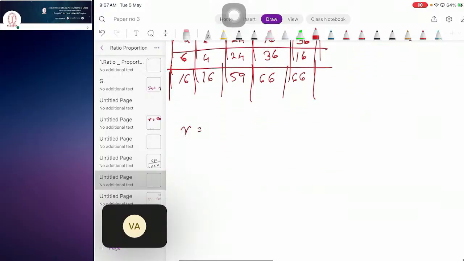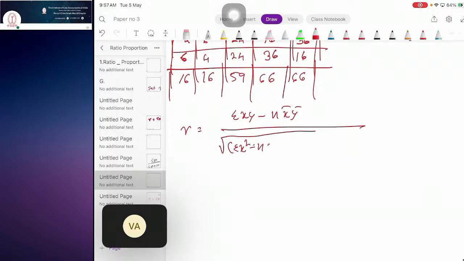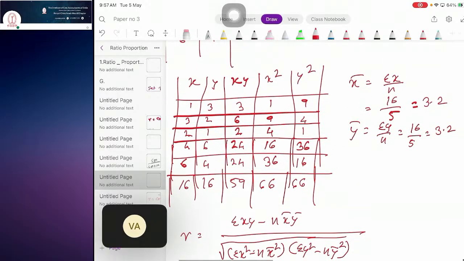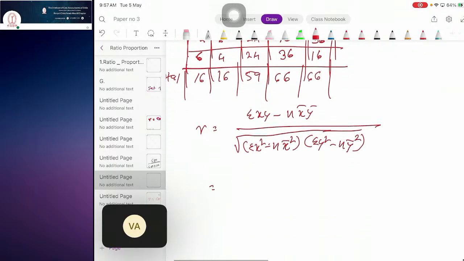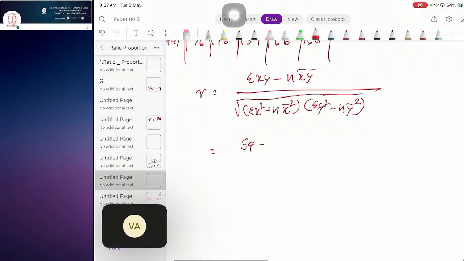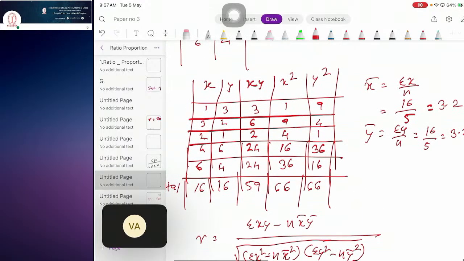So rho or r, that is Karl Pearson's coefficient of correlation, r is equal to summation of x into y minus n x bar y bar upon under root of, in the first bracket, summation x square minus n x bar square, and summation y square minus n y bar square. The total of summation of x into y is 59. So that value is 59 minus n.